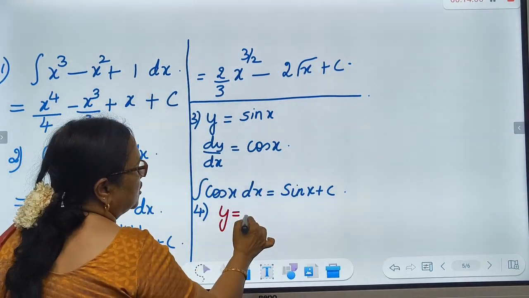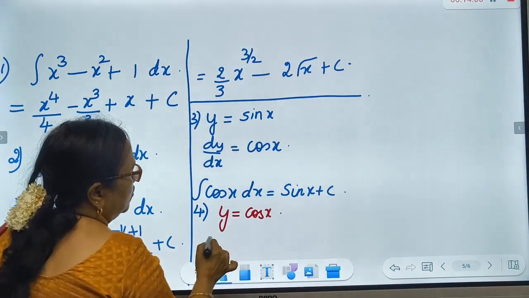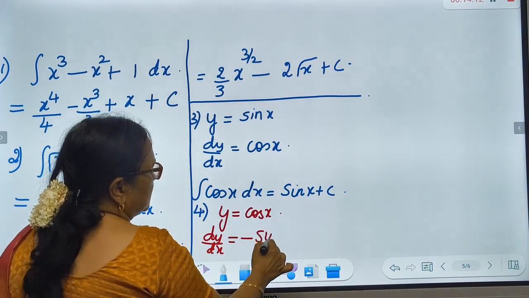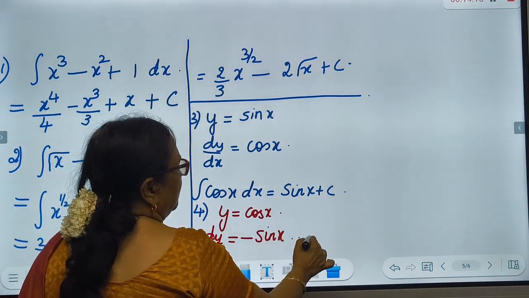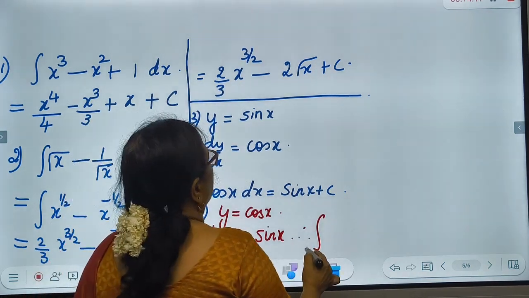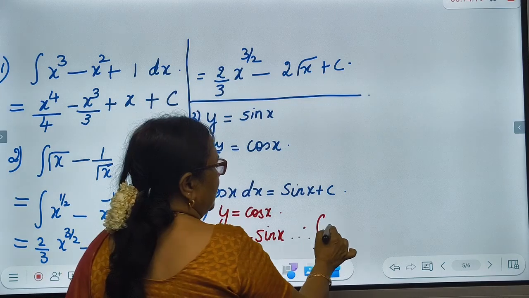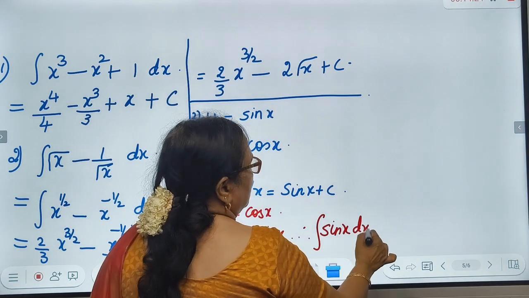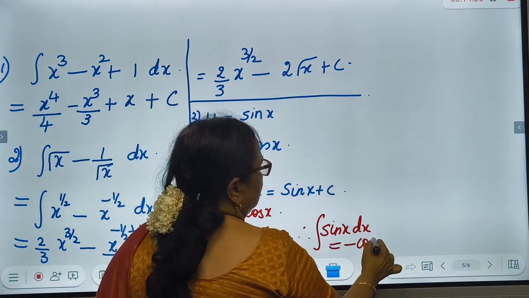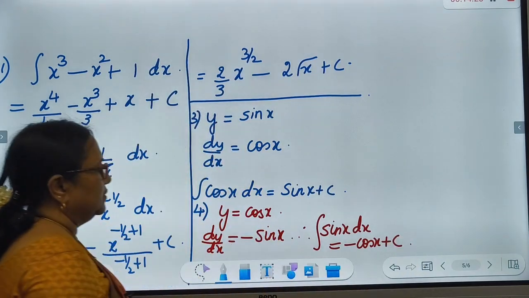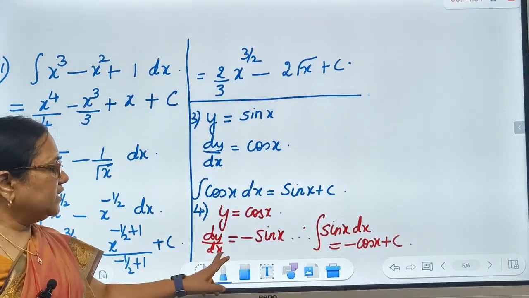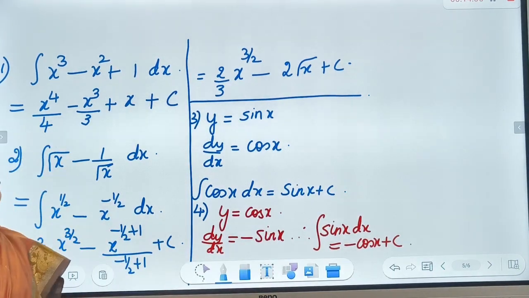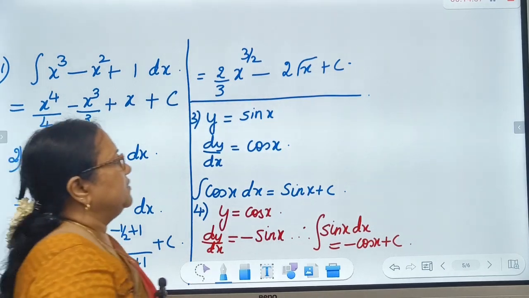If y equals cos x, what is dy by dx? Minus sin x. Therefore, see here we wrote integral of cos x, integral of sin x. The same thing, how will you write? Integral of sin x dx is equal to minus cos x plus c. Y equals cos x, the derivative is minus sin x. So integral of sin x dx will be minus cos x plus c.